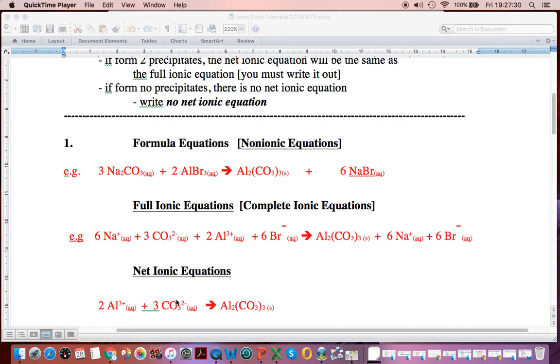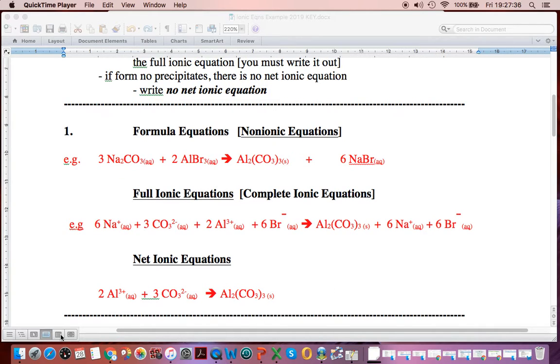You might say, hey, can you put the carbonate ahead of the aluminum? Yes, you can. That's okay. But often I simply put the metal first because it's going to be first in the compound.